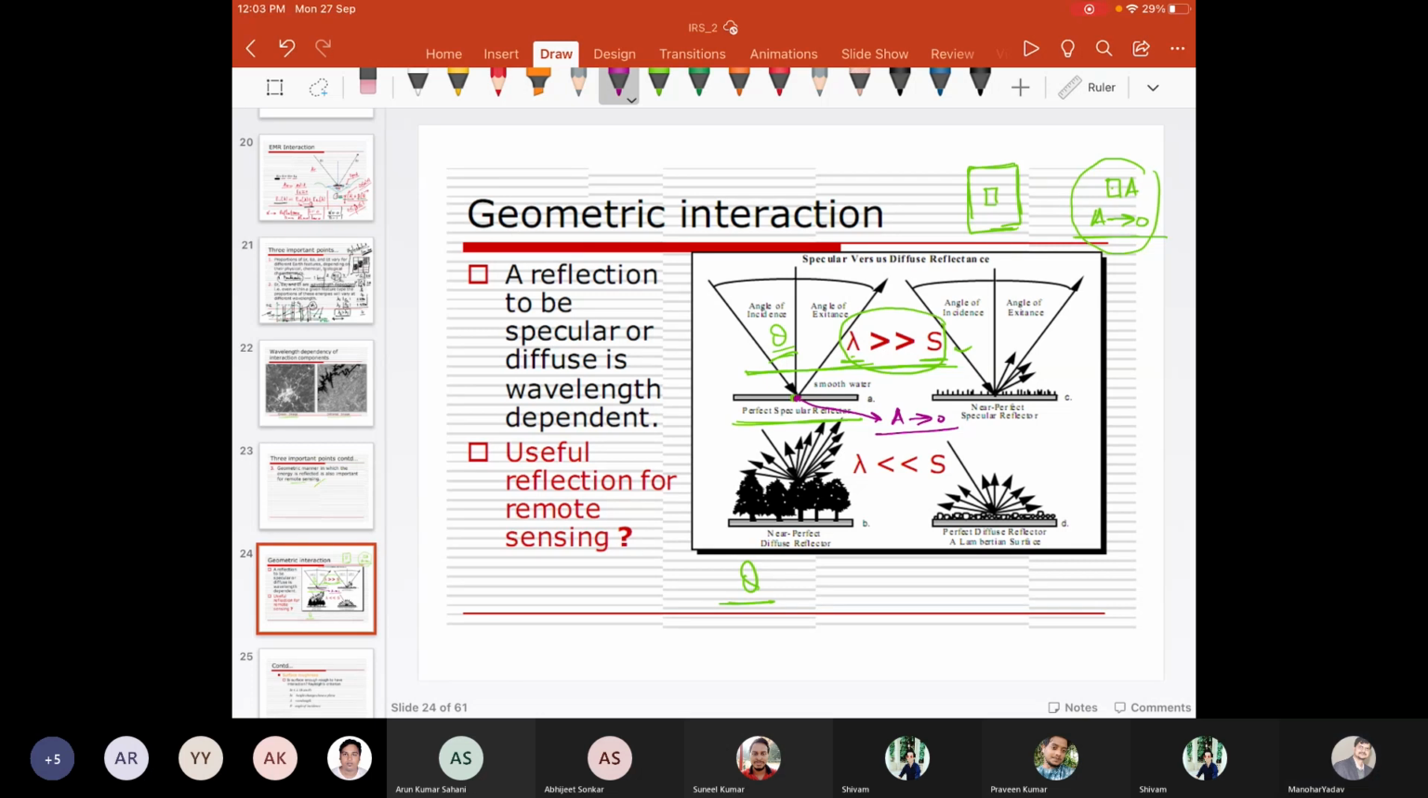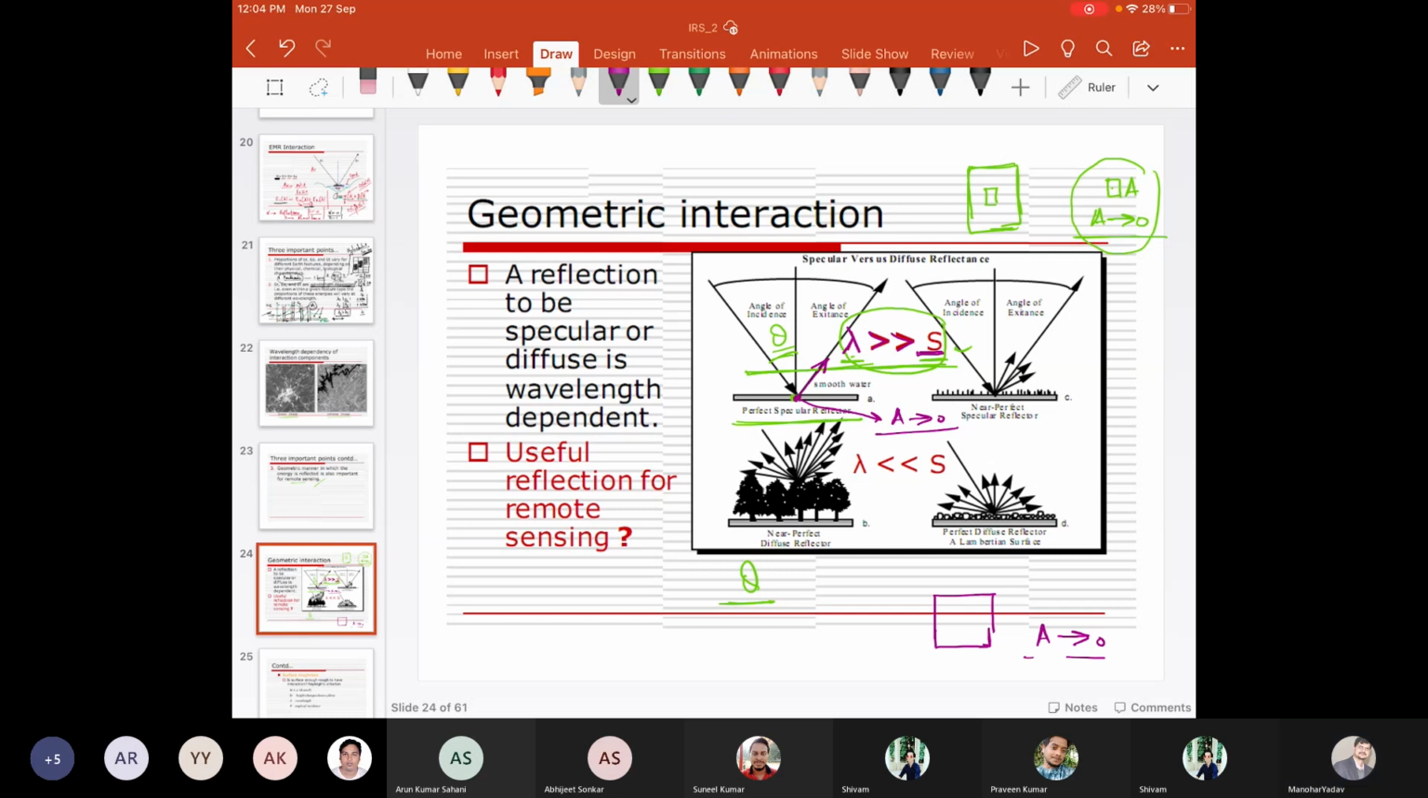Fine. So energy is incident on this interaction point, and part of the energy is reflected back. At this point, the wavelength is very large compared to the surface roughness. I would like to discuss what we mean by surface roughness here. This is the small area that we are considering, A tends to 0.